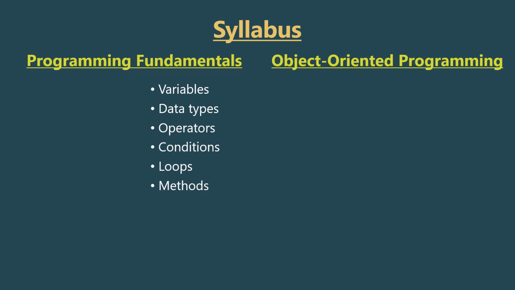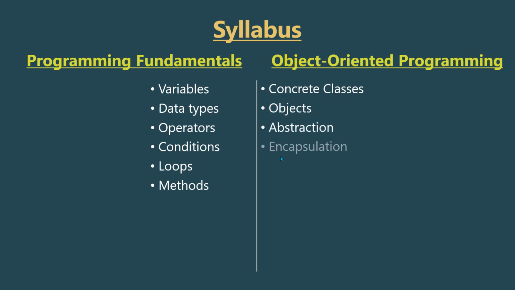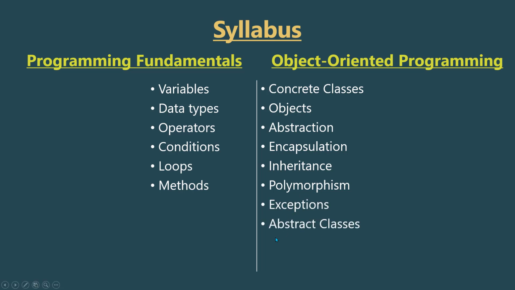Whenever we finish the basics and you have an idea of what programming is and you know how to write basic programs, we will move to OOP, or object-oriented programming, which is a very popular style of programming. So we will talk about classes, objects, abstraction, encapsulation, inheritance, polymorphism, exceptions, abstract classes, interfaces, and file input-output.